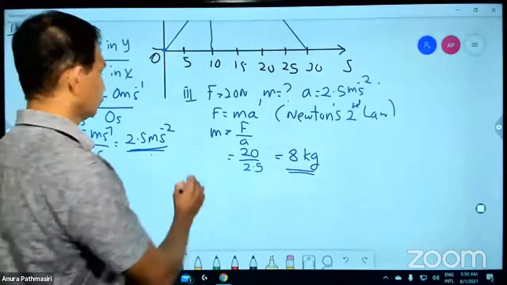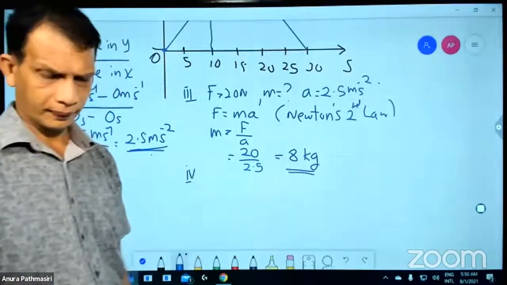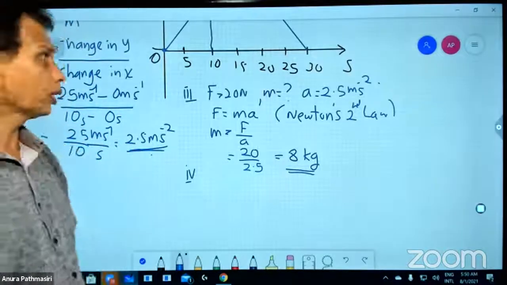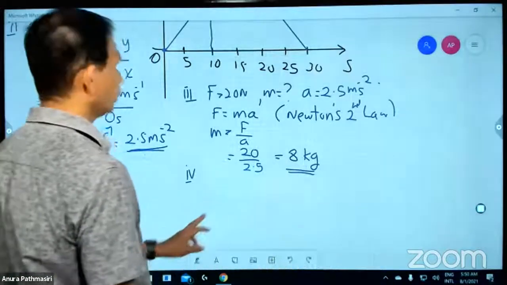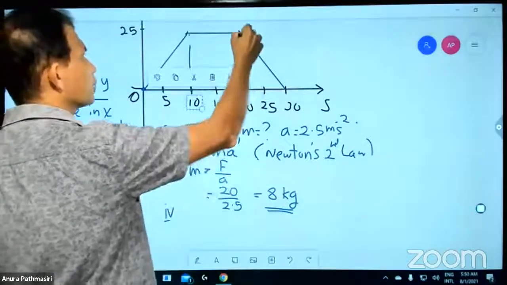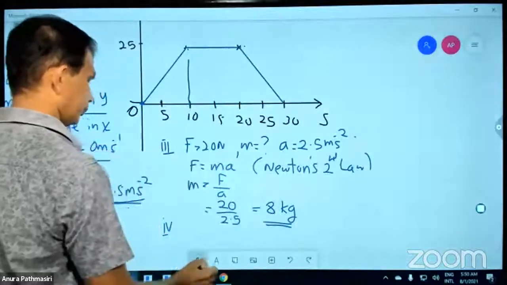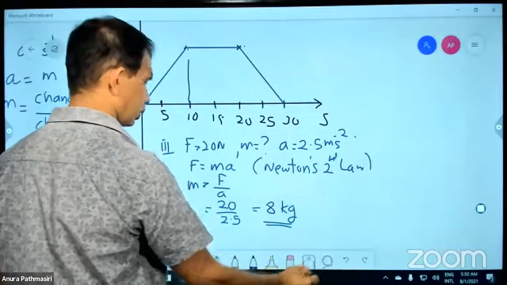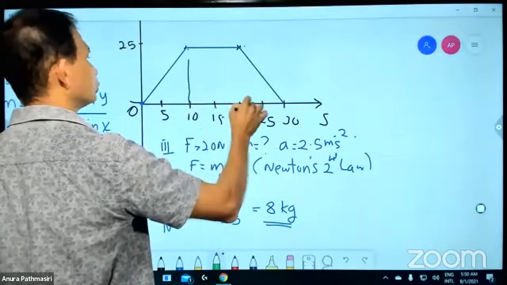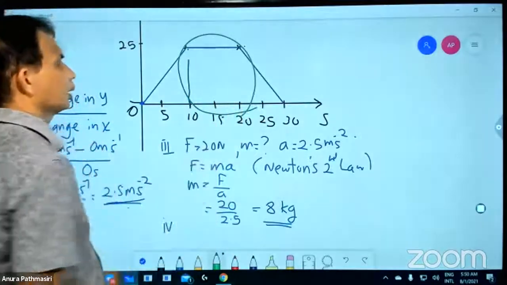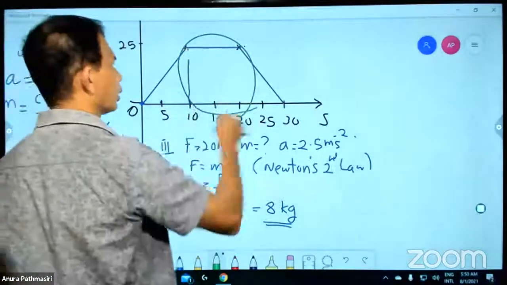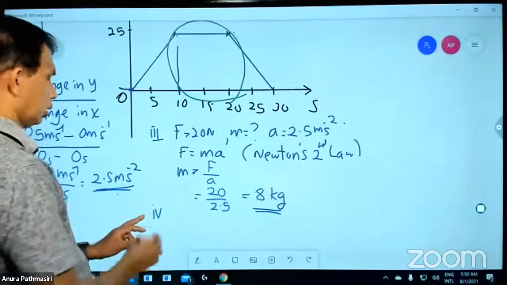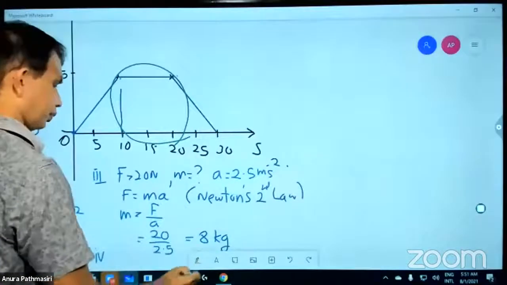So then, fourth question: what is the distance traveled within the 10 second to 20 second? The distance traveled in that time period can be found from the area of the graph. So I will go to the other side. Fourth question.